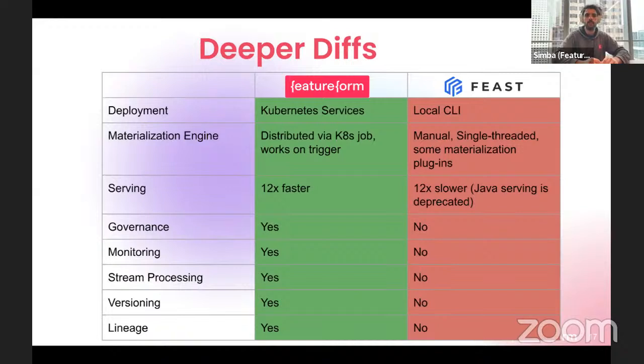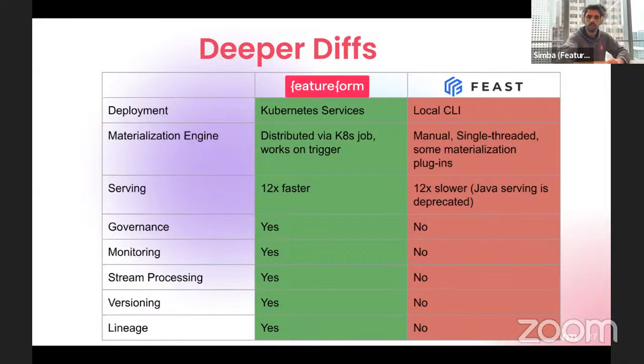Serving wise, we are going to release some benchmarks soon, but we're 12 times faster on average than Feast. Feast is aware it's slow. They even mention in their docs that it's not really meant for super low latency use cases. They used to have a Java-based serving layer, which was oriented towards faster serving, but they deprecated it. So the Python one is the only one that's generally available, and it's slow. Governance, monitoring, stream processing, versioning, lineage, these are all things that Featureform does.